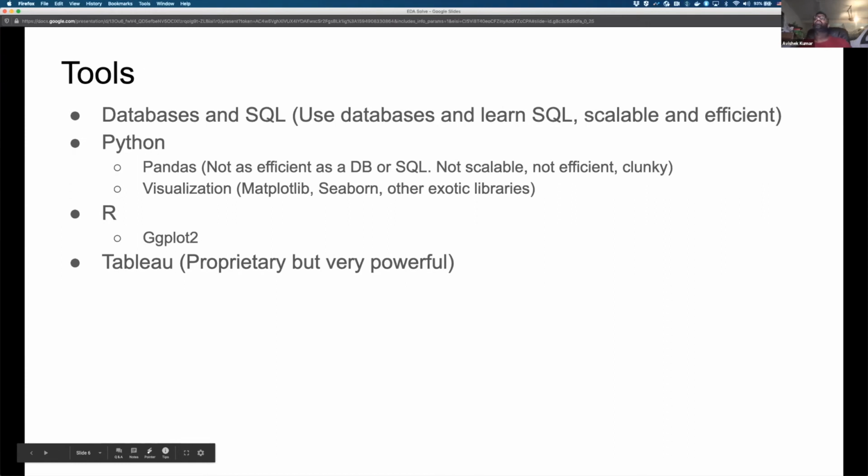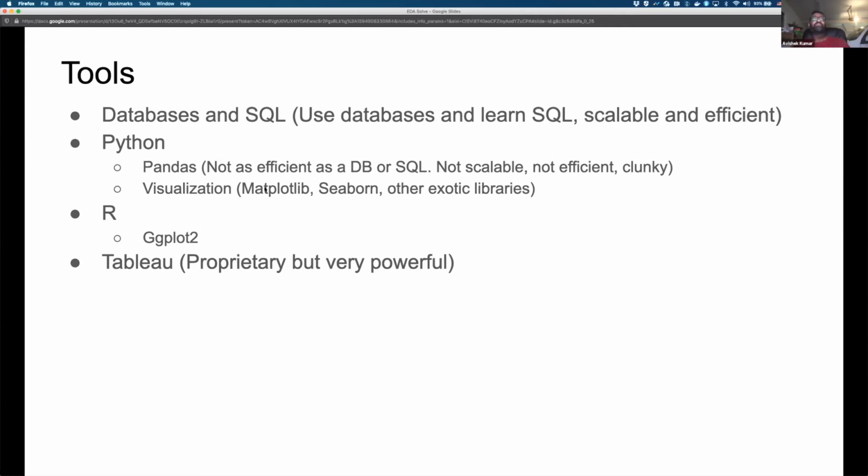So then there are the tools that you would use. I would say your bread and butter is learn how to work with databases and SQL. They're both scalable and efficient. There's been 50 years of work on how to make these things scalable and efficient. Then there is Python and pandas. It's not as efficient as a database or SQL, and it can be a bit clunky. So my modus operandi is to do the majority of the work in databases and SQL, and do the least amount of work in pandas. And I will illustrate that first in an exciting live demo.